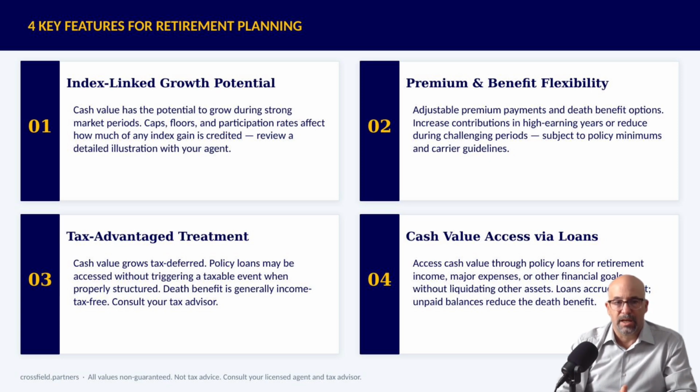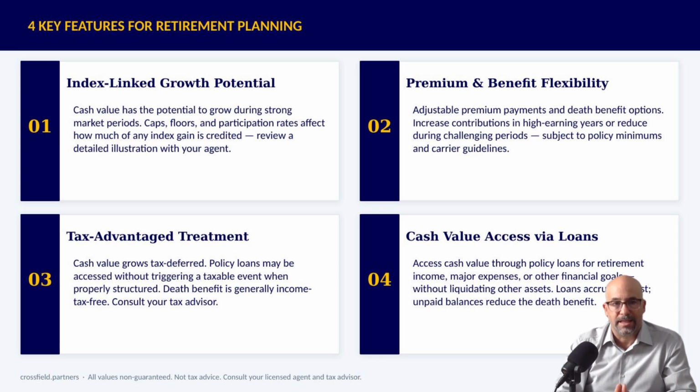Feature 2. Premium and benefit flexibility. Premiums and death benefit amounts can generally be adjusted as your situation changes, subject to policy minimums and carrier guidelines. Note that significantly reducing premiums can cause a lapse if cash value can't cover ongoing charges. Monitor this closely with your agent.